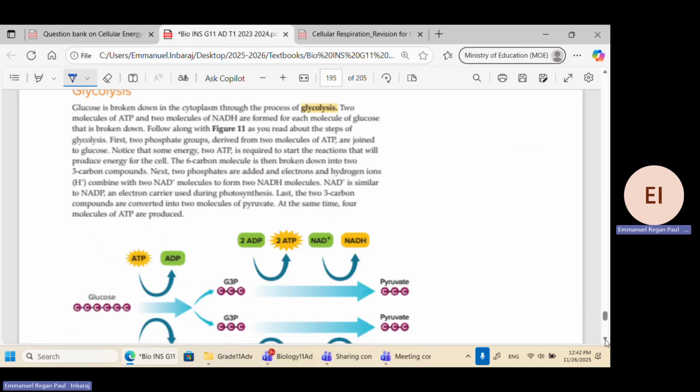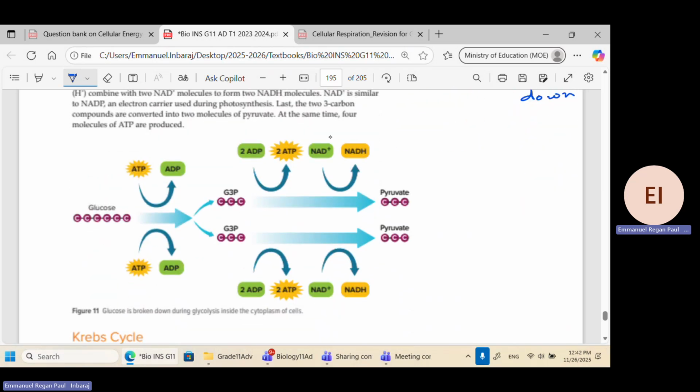Yes, very, very important things are coming in this page. There will be two questions asked from this page. One question will definitely be on glycolysis. So what is glycolysis? See the words glyco and lysis. Glyco means glucose, and lysis means breakdown. So glycolysis means breaking down of glucose.